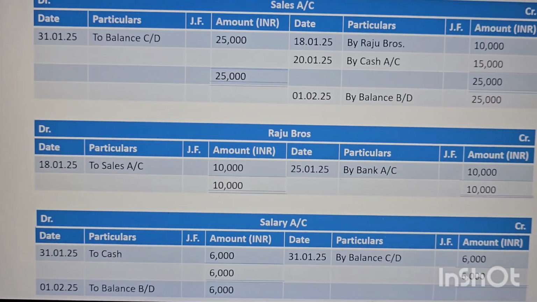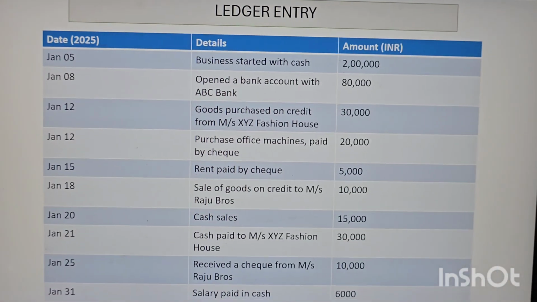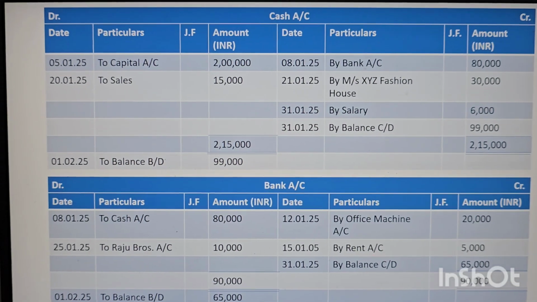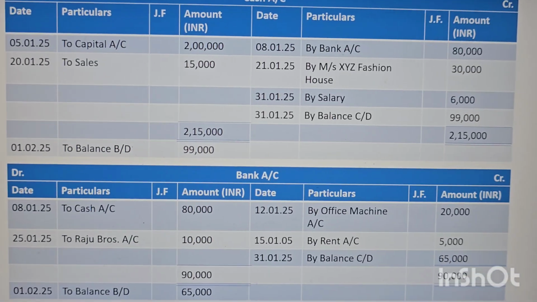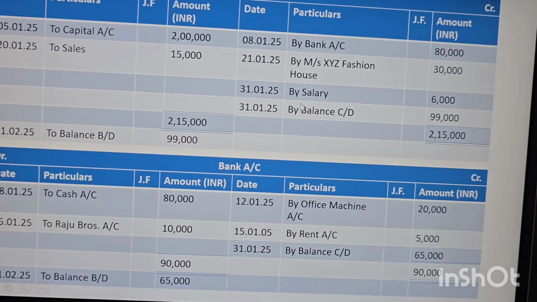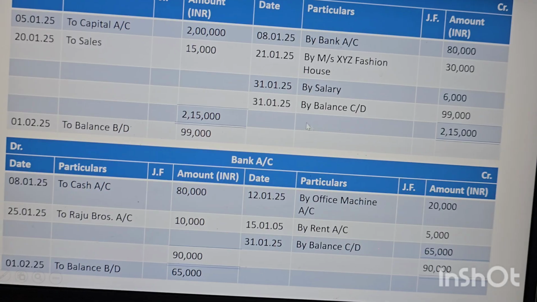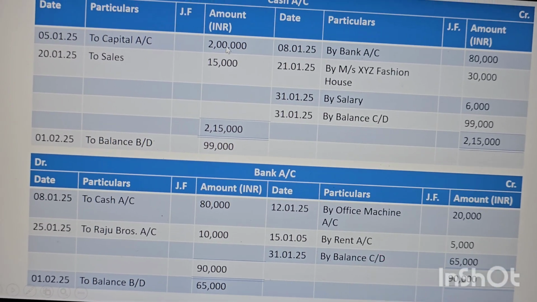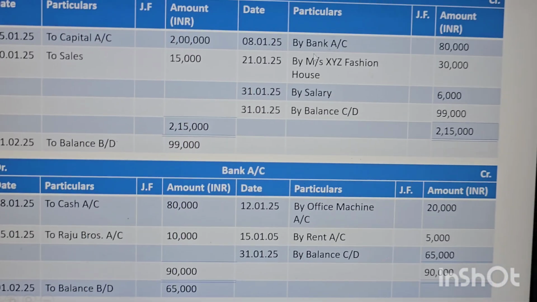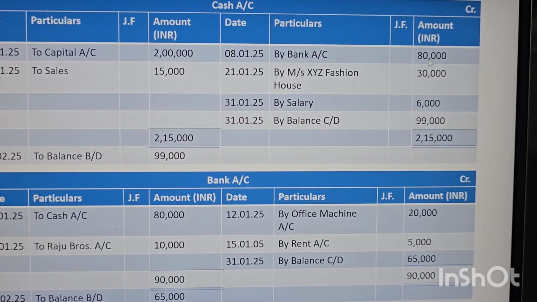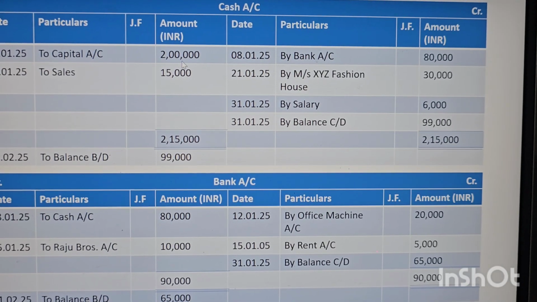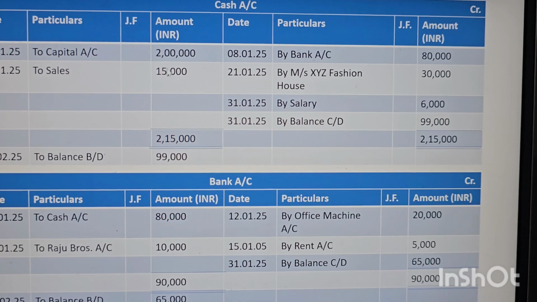Now, once all the transactions are recorded, we need to match off the accounts. So what do you mean by match off the accounts? What we are doing over here is, if I exclude this row of balance sheet 99,000, we see on the debit side we have transactions recorded as 2 lakh and 15,000, and on the credit side we have transactions of 80,000, 30,000 and 6,000. So we can clearly understand the total of the debit side amount is higher.